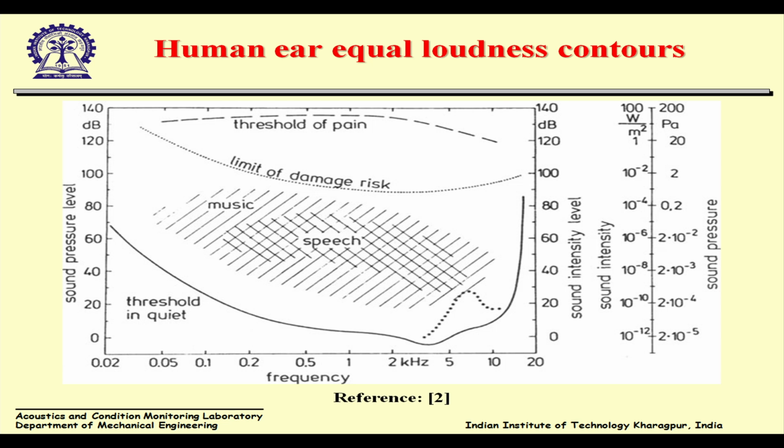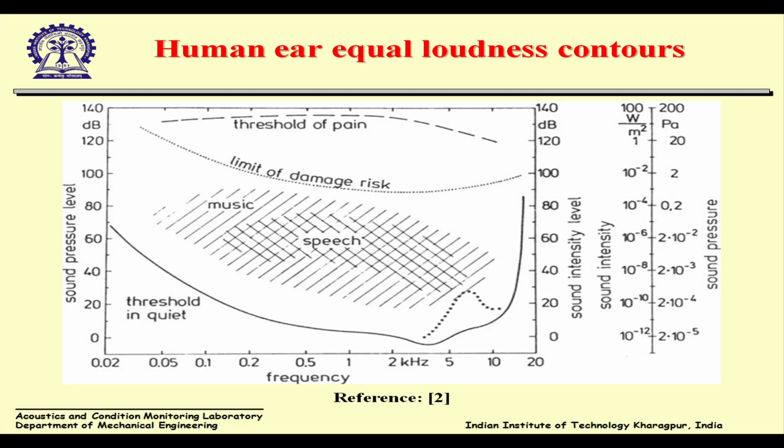If we have a pure tone of 1 kilohertz, it's 0 dB, but as you see, for different frequencies it changes, because our human ear is more sensitive here. But even, for example, at 50 hertz, it's a 50 dB sound that we can first hear.